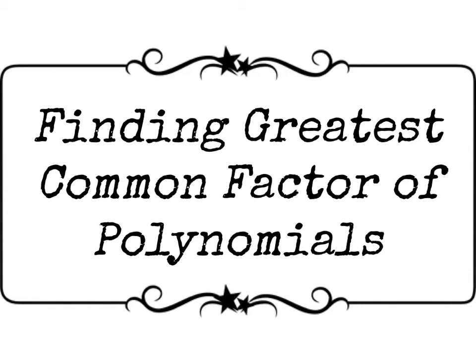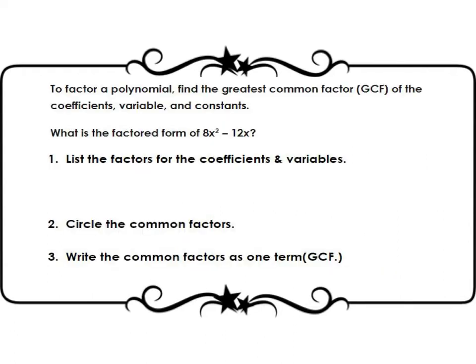We are going to be finding the greatest common factor of a polynomial. We've already been talking about naming them, factoring them, and doing some other things with them. So today we're actually going to find a common factor. Remember, this is where you have a coefficient and variables. So to factor a polynomial, find the greatest common factor of the coefficients, variable, and constant.